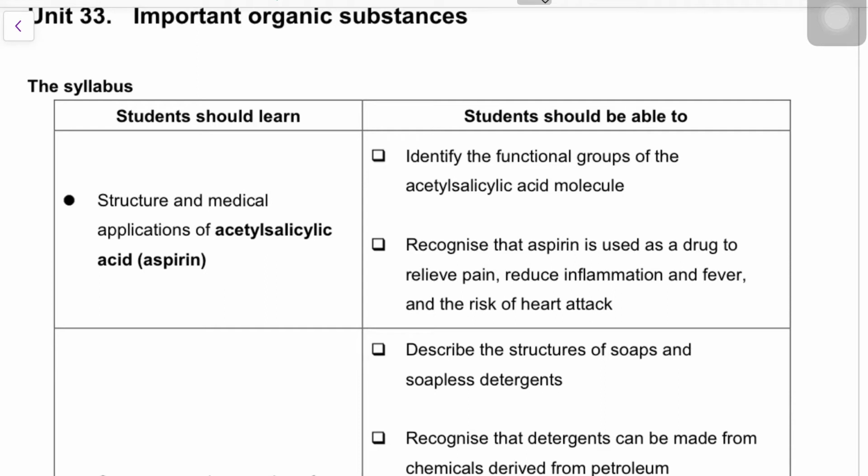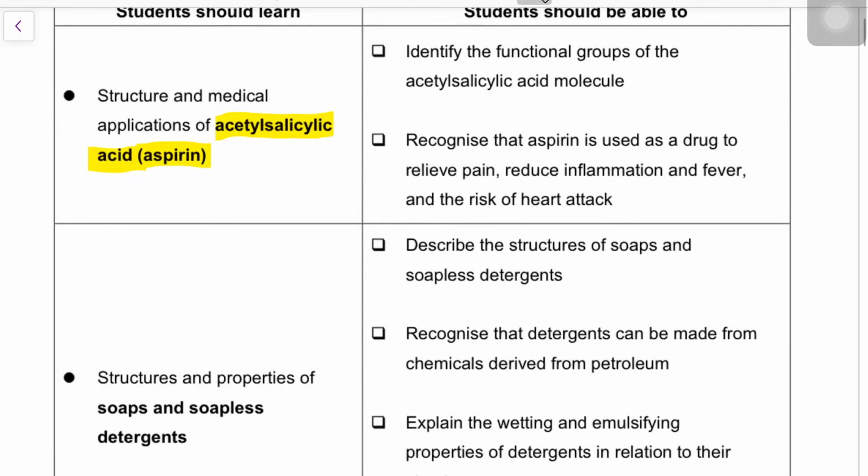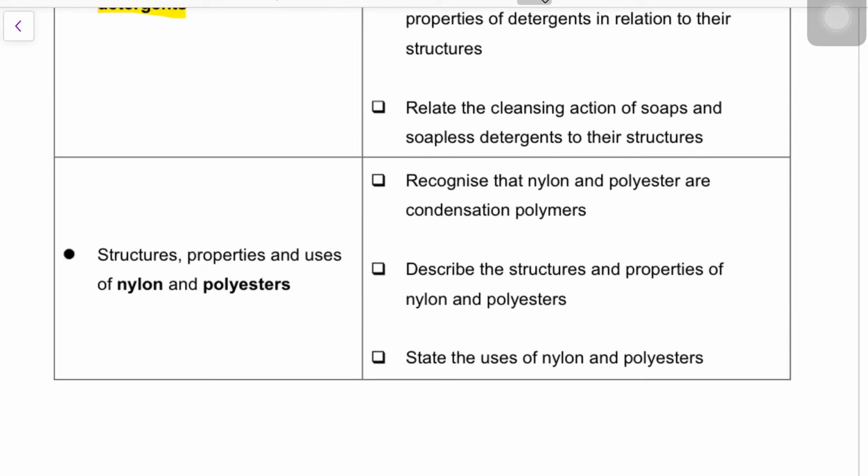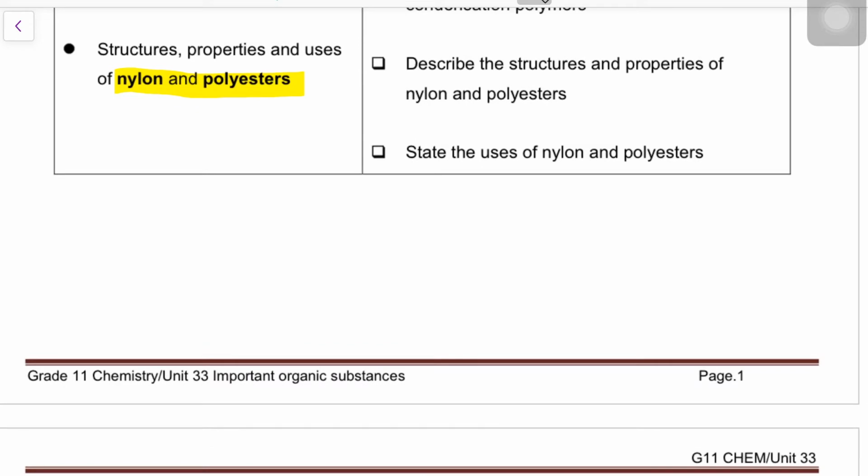The first one is acetyl salicylic acid, which is a drug. In common name, we call it aspirin. The second one is we want to study the structure and the chemical properties of soaps and soapless detergent. Finally, we are going to discuss the structural properties of nylon and polyester, which is a special kind of polymer, a little bit different from what we have learned in the previous section.